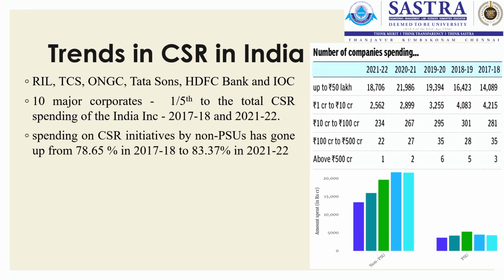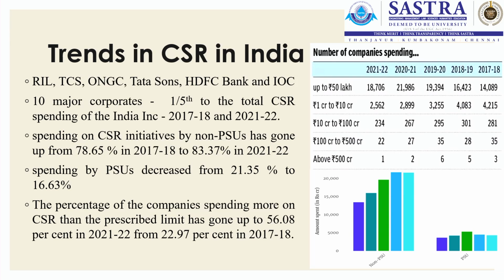Another observation is that the spending of the non-public sector undertakings has gone up from 78.65% in 2017-18 to 83.37% in 2021-22. So in fact, they are spending more and more on corporate social responsibility during the study. But if we look at the spending of the public sector undertakings, it has decreased from 21.35% in 2017-18 to 16.63% in 2021-22.